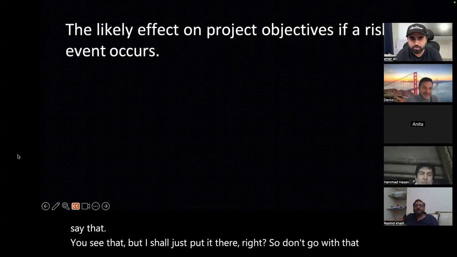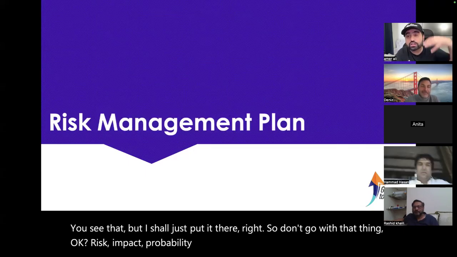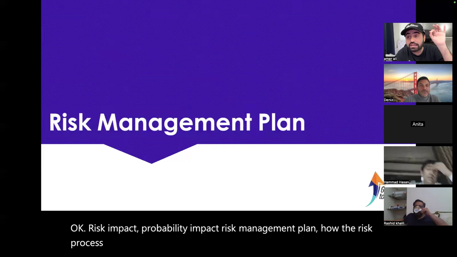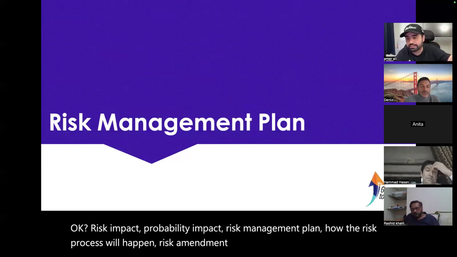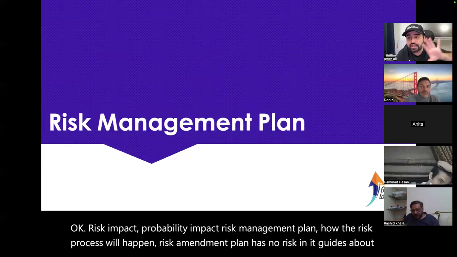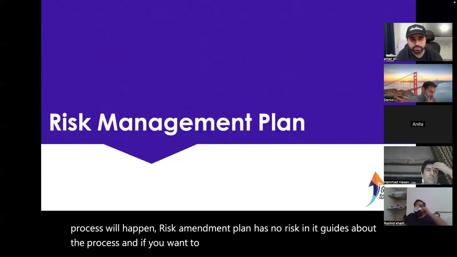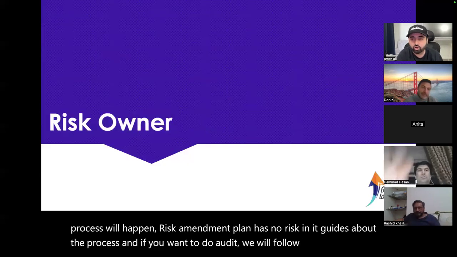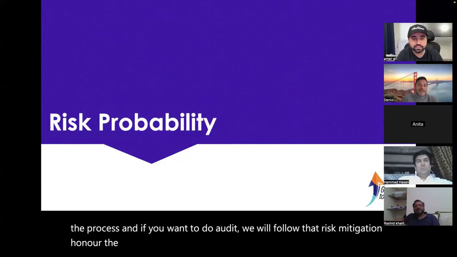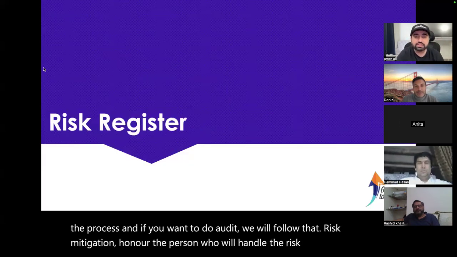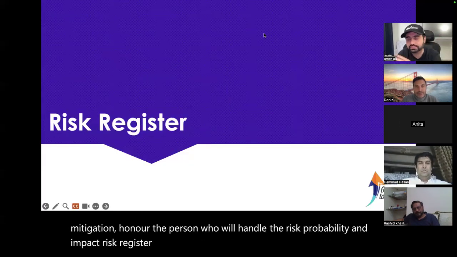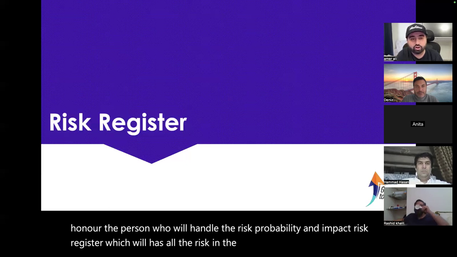Risk impact, probability impact. Risk management plan, how the risk process will happen. The risk management plan has no risk in it. It guides about the process. And if you want to do an audit, we will follow that. Risk mitigation, honor the person who will handle the probability and impact. Risk register, which will have all the risks in the project.